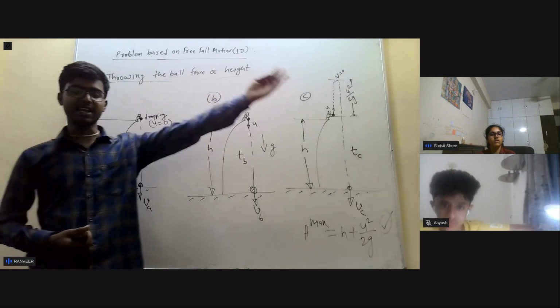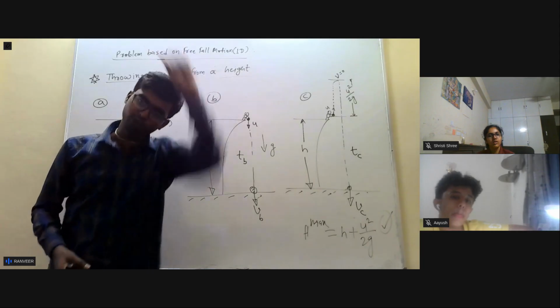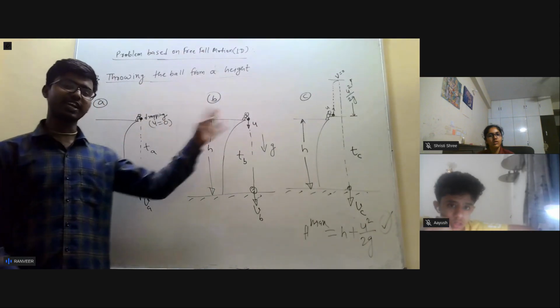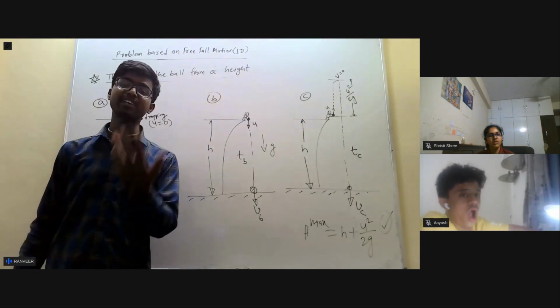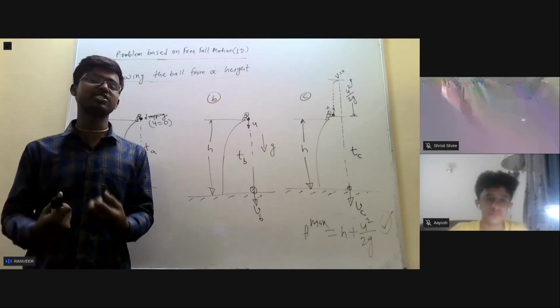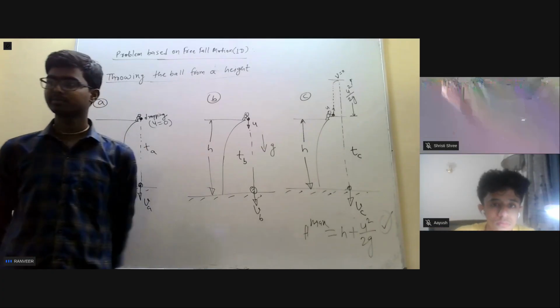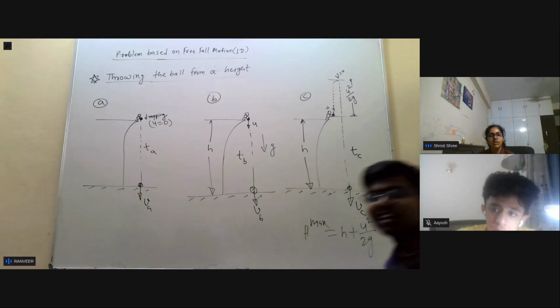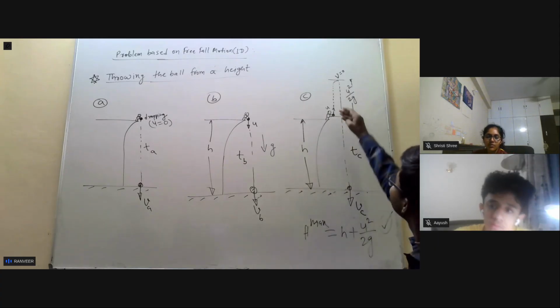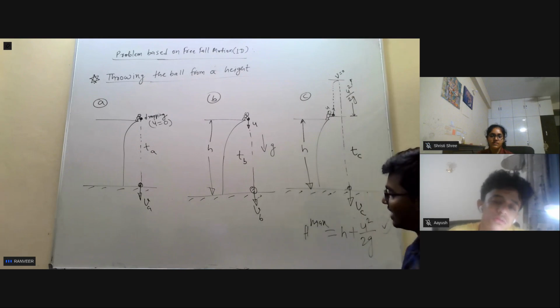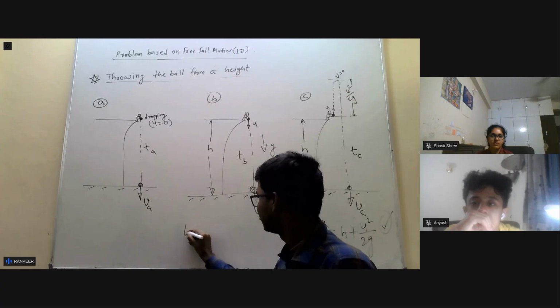And in the third case, instead of throwing it down, we are throwing it up. Now tell me in which case the ball will have the maximum time of flight. Time of flight means how much time the ball is in the air. Sir, C will have the maximum. Simple. See, the ball is going up and then coming down. So TC is maximum, okay?